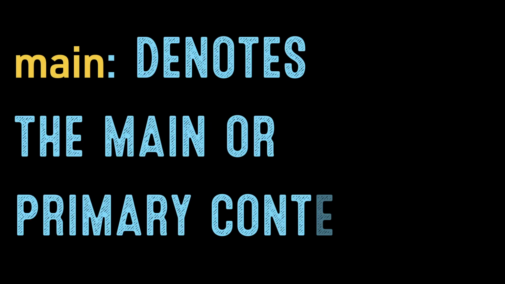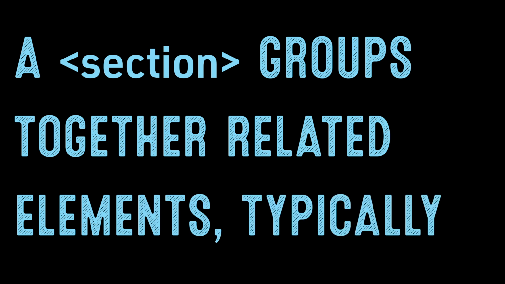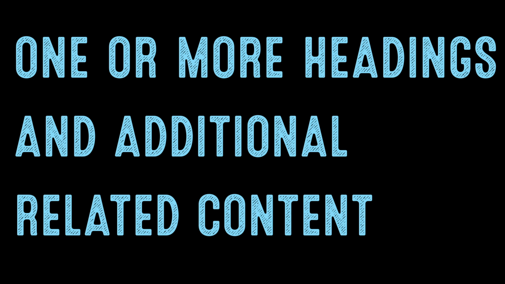Main, denotes the main or primary content. Navigation, regions that include menus or links. Section, groups together related elements, typically one or more headings, and additional related content.